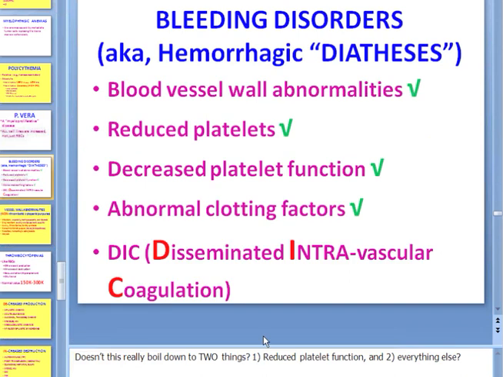Okay, so we're done with anemias of increased destruction, decreased production, and the polycythemia states. Let's actually go into now the so-called bleeding disorders, because we can't ignore platelets, remember? And platelets are the primary consideration in bleeding disorders.